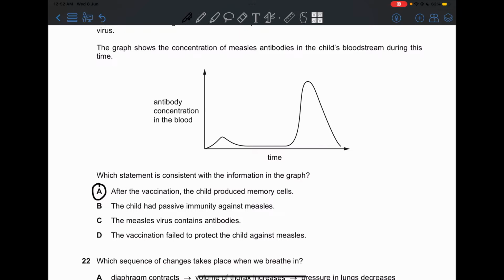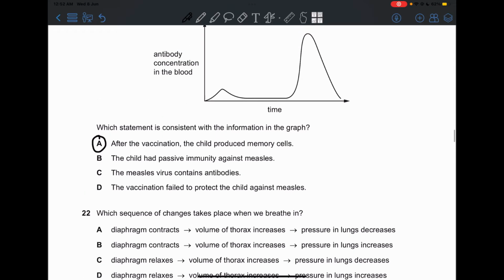Now this is incorrect because we know that vaccination provides active immunity, not passive, because it produces memory cells. So it's not passive. Now C says the measles virus contains antibodies. This is incorrect. No virus has antibodies.